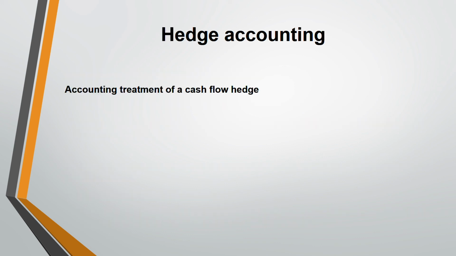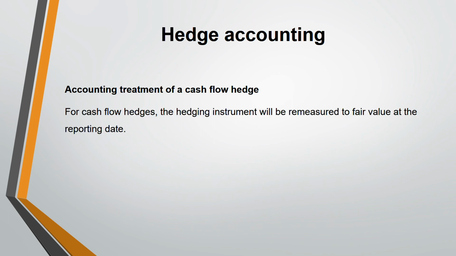Now we are moving towards cash flow hedge. This also will be remeasured to fair value at the reporting date. And what about the gain or loss? Gain or loss will go to OCI. Unlike fair value hedge, where it goes to profit and loss, this will go to other comprehensive income.